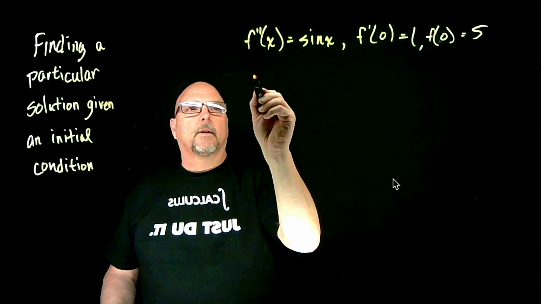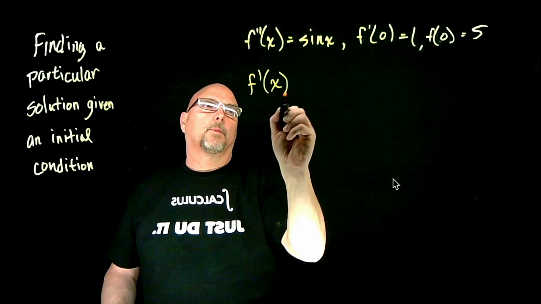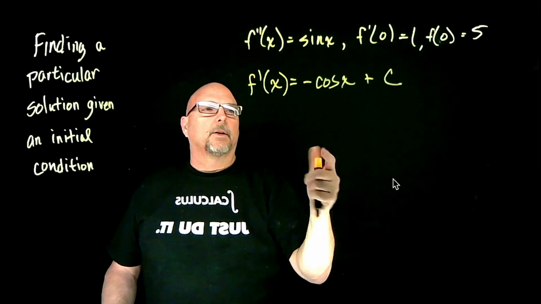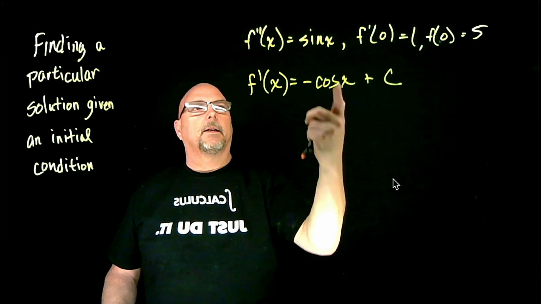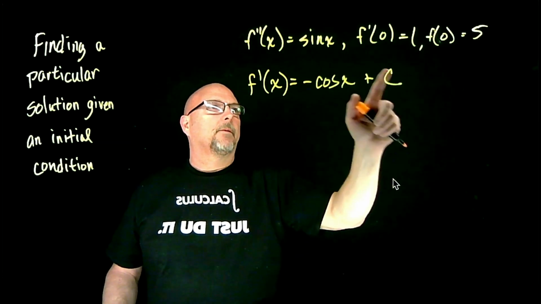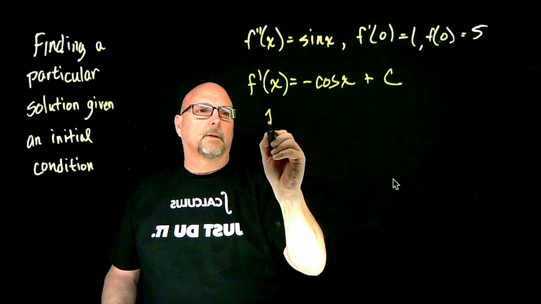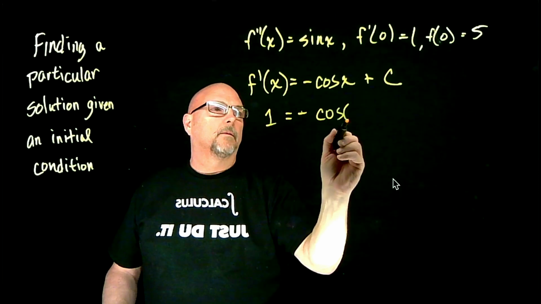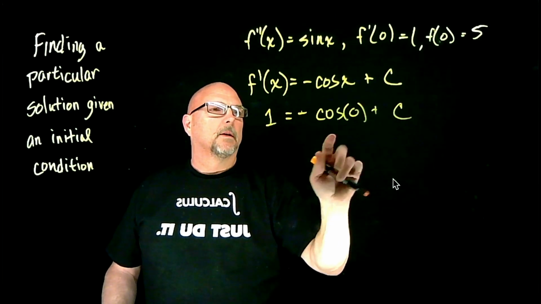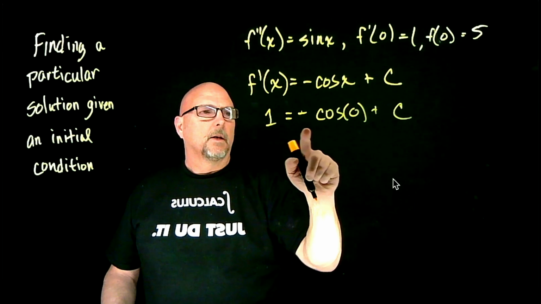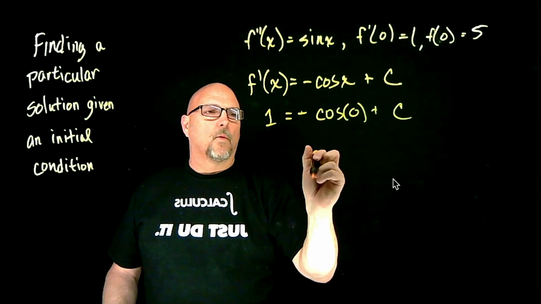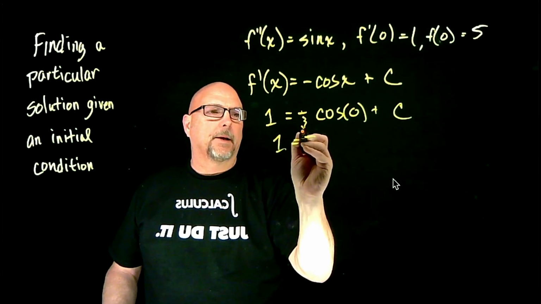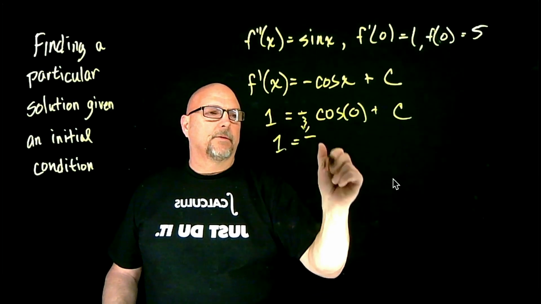So take the antiderivative of each side. That will give us f prime of x equals negative cosine x plus c. So the derivative of the negative of cosine is positive sine. So now I have to use this, and I have a 1 to go in place of the f prime of x, and that occurs when the cosine of 0, so what is the cosine of 0? The cosine of 0 is 1, but I have this negative that comes along for the ride, right? And the cosine of 0 is 1.